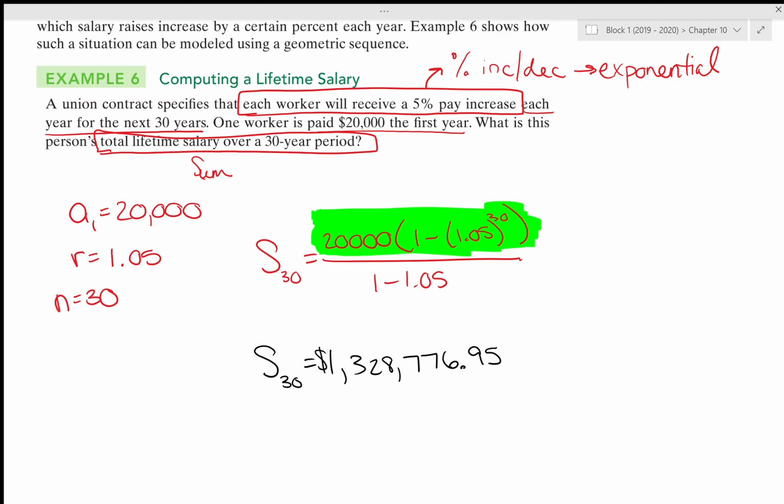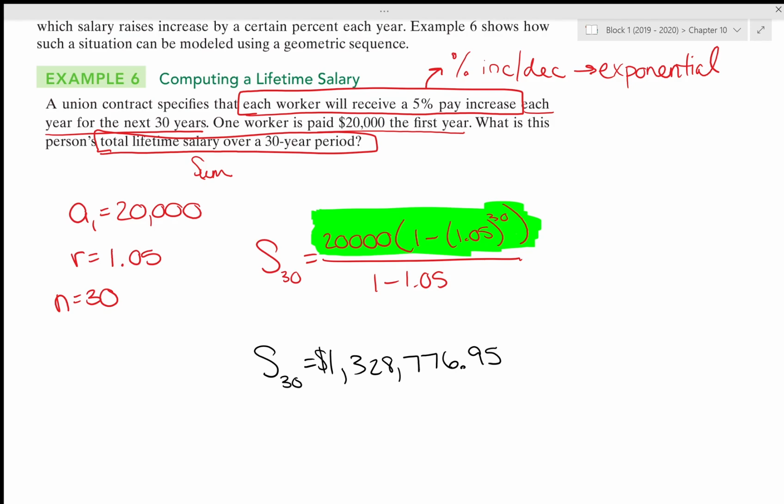Now, it looks like a lot of money, but you have to remember that is how much money you have to spend on yourself for the next 30 years to live. So, just something to keep in mind. That's how we can apply this. Now, if I asked you for how much the person's salary will be at the 30th year, I'm going to ask you for A of 30, the 30th term. But because I asked for the lifetime salary over 30 years, I want the sum series.